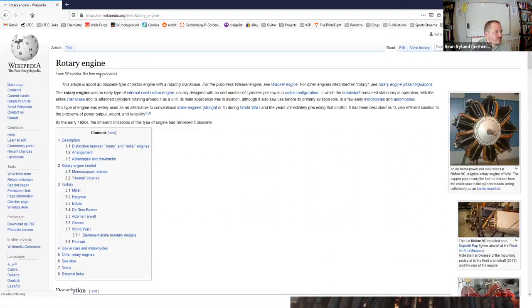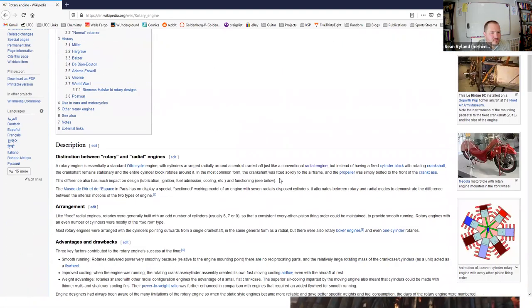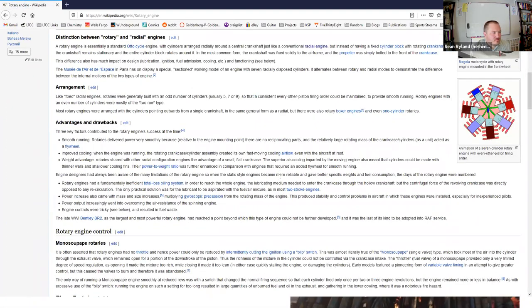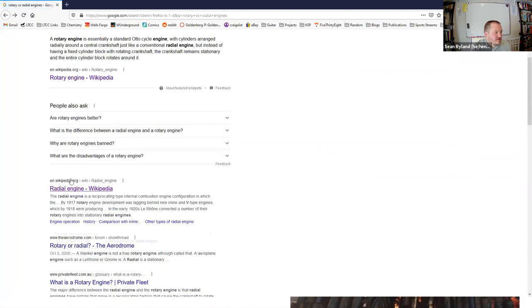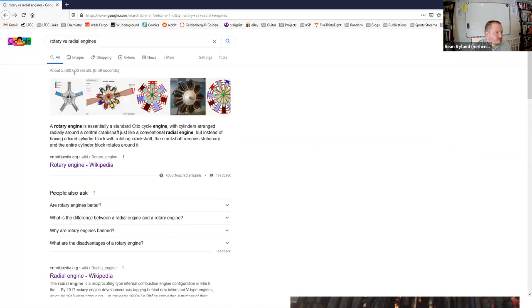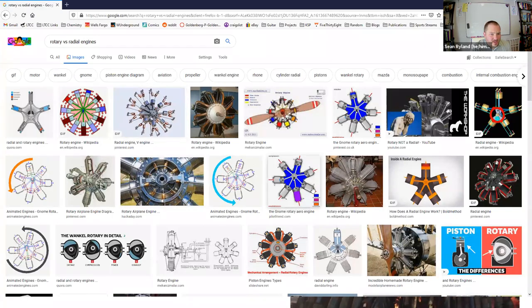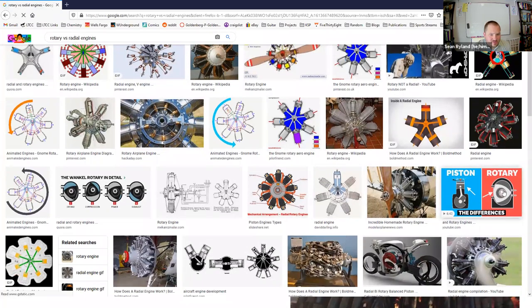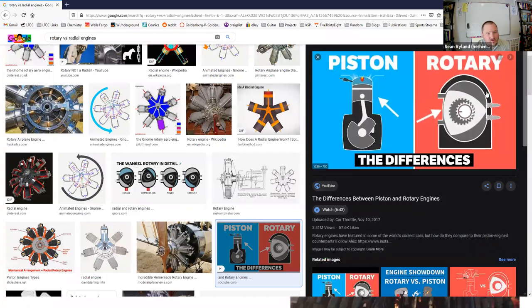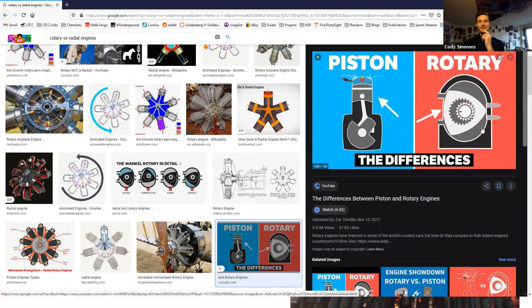Did rotary redirect to radial? There is a separate one for the three stroke ones, maybe they're not making very many of them. Yeah, that's what I was thinking about. Yeah.